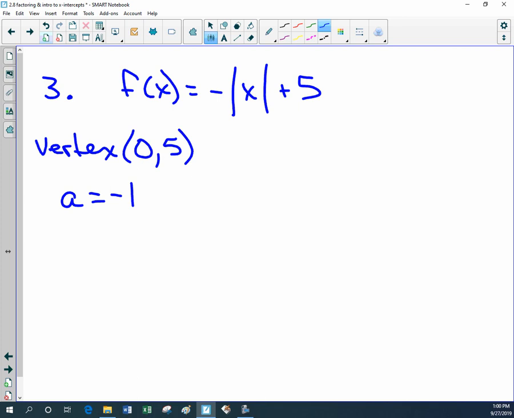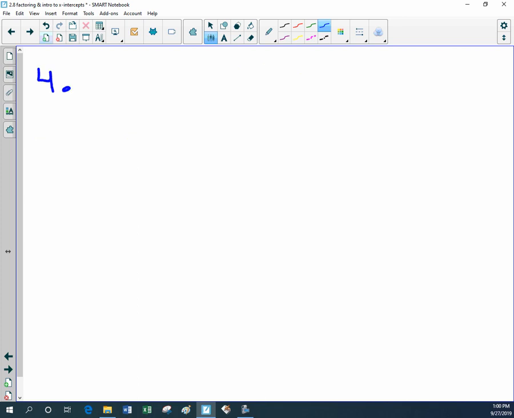On the next section of problems, 4 through 9, it says factor completely. So we have x squared plus 5x minus 14. If it says factor completely, that's all that we're doing, we're going to factor the problem, and then we're done. We're not solving, we're not finding intercepts, we're only factoring.